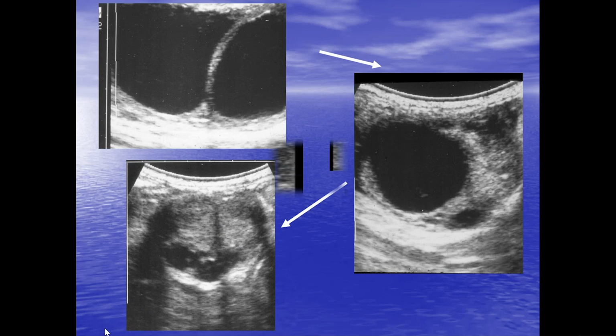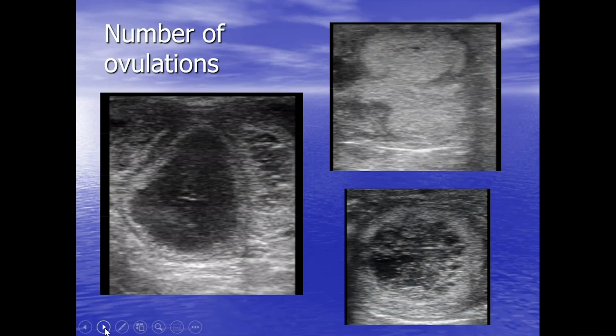On that subject, it's a good idea to get used to looking at number of ovulations. Here we've got three ovaries from mares with one CL, 2 CL, and 3 CLs. I don't know if you can identify them. It's a little bit hard because you haven't got a video clip of it. But this bottom right would be the 1 CL.